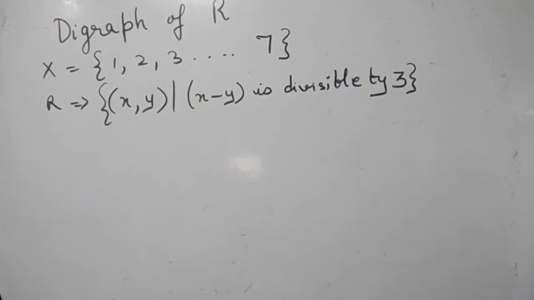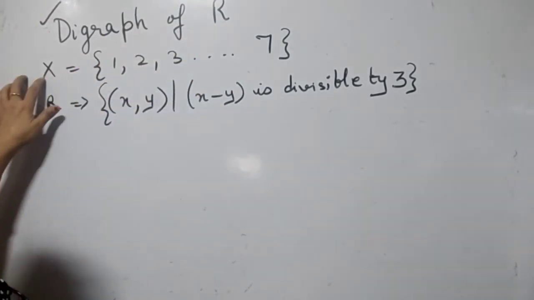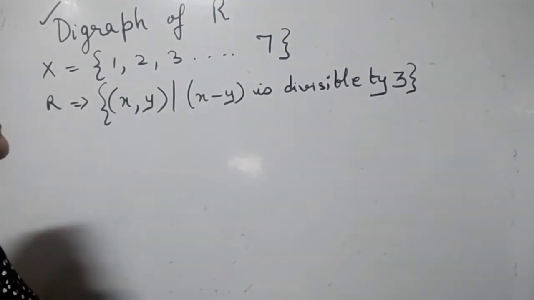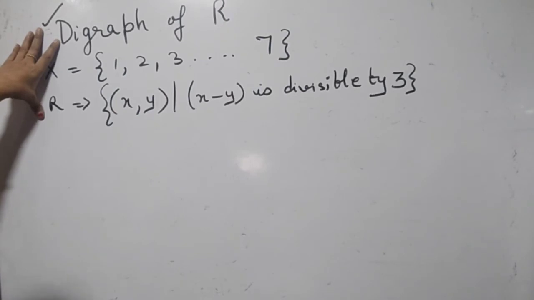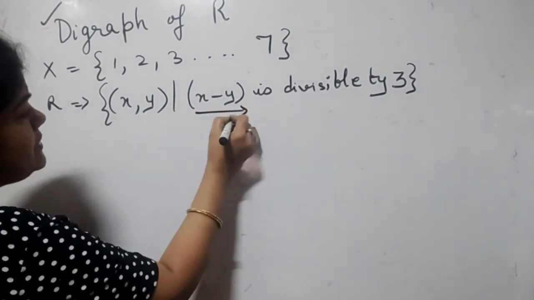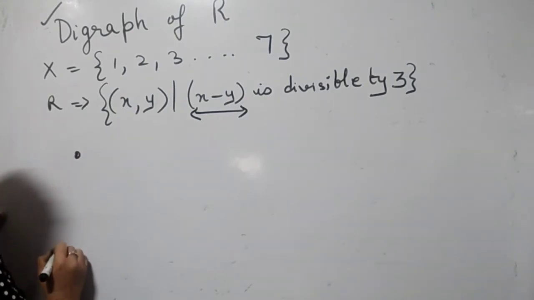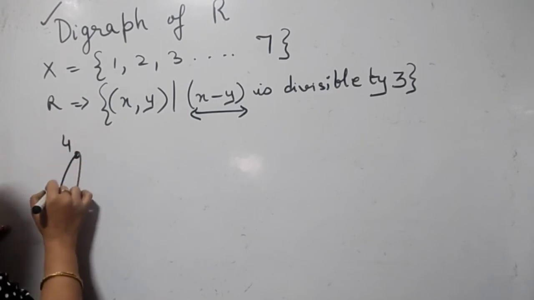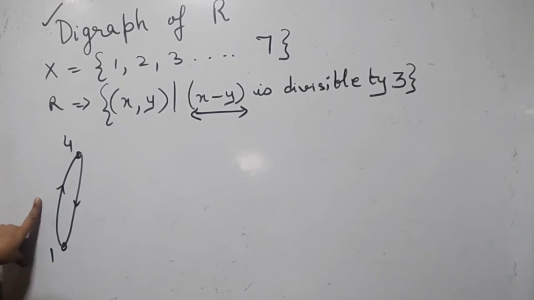Thank you. Now if there is a question to draw the digraph of a relation, for example, there is a set X: 1, 2, 3, 4, 7, and there is a relationship defined like this, and we have to draw the digraph for this relation. Now for this case, we have to make the pairs such that the difference is divisible by 3. For example, if we take two elements, 1 to 4, they have a difference of 3 and it is divisible by 3.